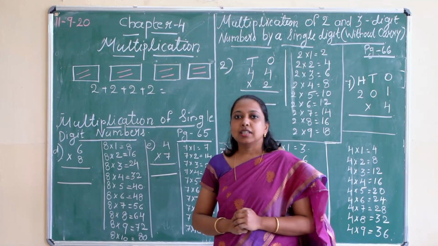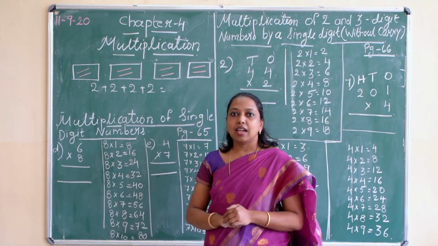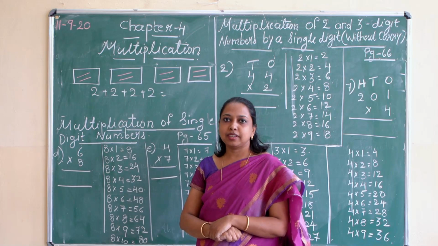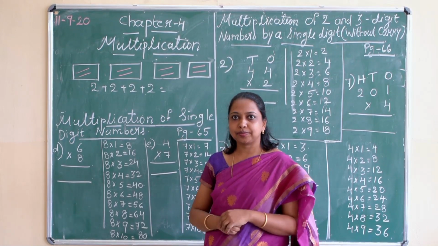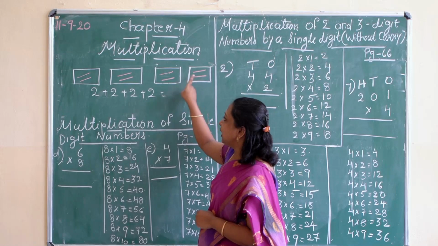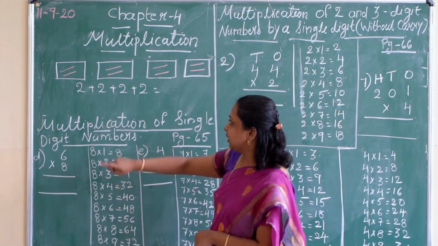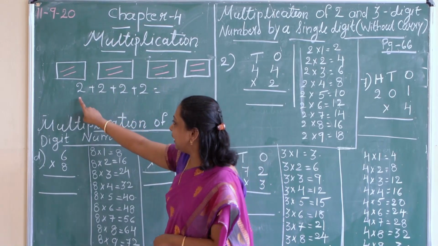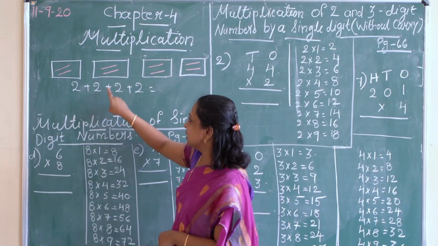Suppose there are 4 pencil boxes and there are 2 pencils in each pencil box. To get the total number of pencils, what do we have to do? We have to add the number of pencils in all these 4 pencil boxes. So here 2 pencils, 2 pencils, 2 pencils. So we have to add 2 plus 2 plus 2 plus 2. 4, 6, 8.